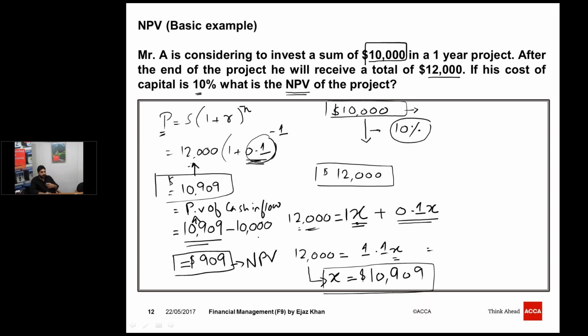$10,000 is the amount which he's supposed to invest, that is the cash outflow at point zero, which is actually the present value. So the $10,000 is the present value of cash outflow. So if we subtract the present value of cash outflow from the present value of cash inflow, we will actually get the net of these two present values. That's why we call it net present value.